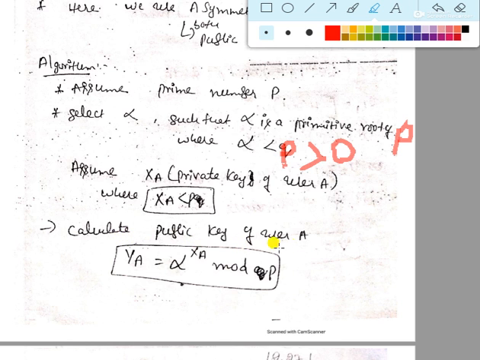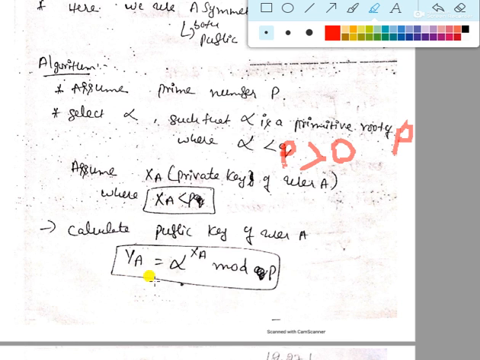For the public key of user A, I assume YA. So YA is the public key of user A. XA is the private key, and this XA is less than p. For calculating this public key, we have to use the private key of user A.